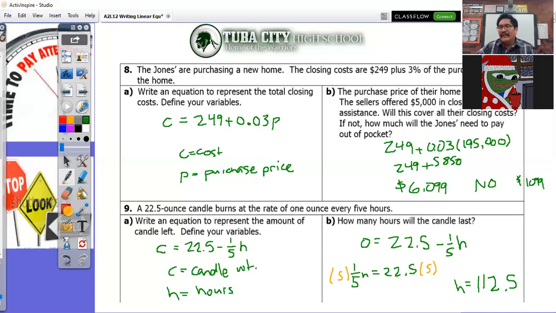Somehow that doesn't seem right, because that would mean that this candle can burn for 4 days straight. And I don't know if that's actually possible. But then a 22-ounce candle is a pretty big candle, though. I mean, that's like a medium-sized drink from a fast food restaurant. So that's a pretty big candle. So maybe it can burn for that long.